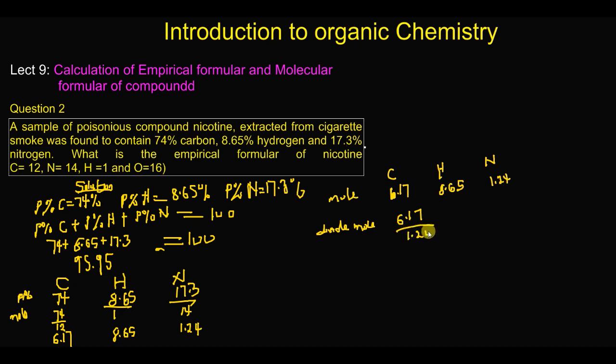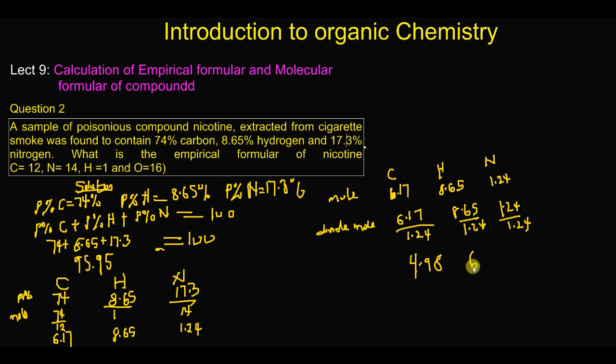Okay, divide by the smallest mole, divide by the smallest mole, and divide this one by the smallest mole. So you do that. Okay, so when you do that, you will get the ratios to be 4.98. Calculator will not deceive you.